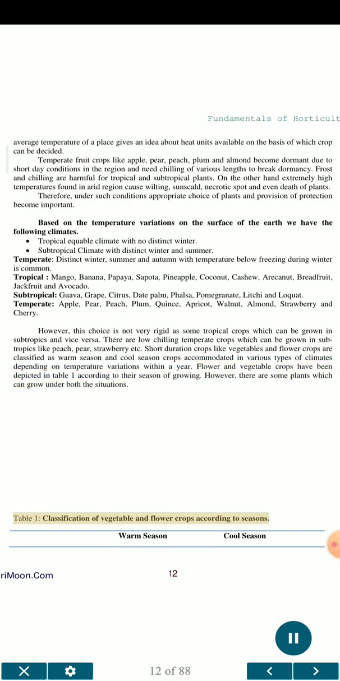Table 1: classification of vegetable and flower crops according to seasons. Warm season, cool season.